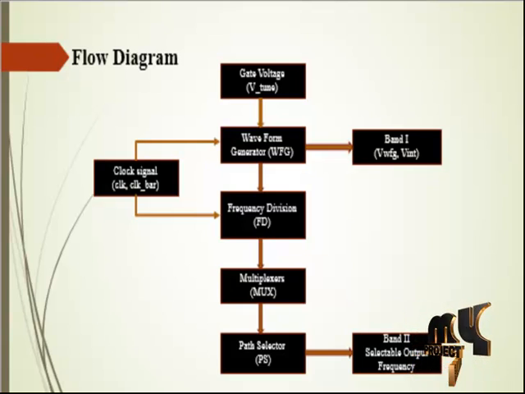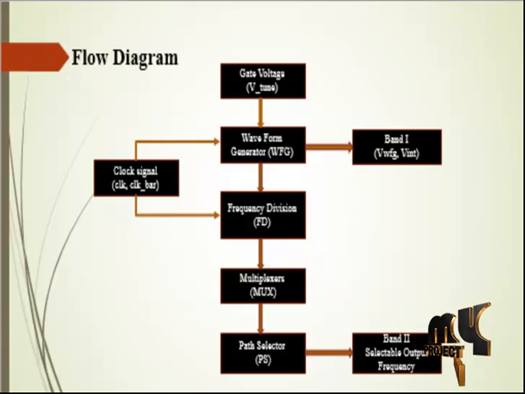The waveform generation unit produces the square and triangular waveforms. It is considered the band 1 output. The square waveform is considered as voltage VWFG, and the triangular waveform is considered as voltage Vint. The band 1 output is fully dependent on the clock signal, which consists of clock and clock bar. The band 1 output waveform amplitude and frequency will be changed by varying the input gate voltage.